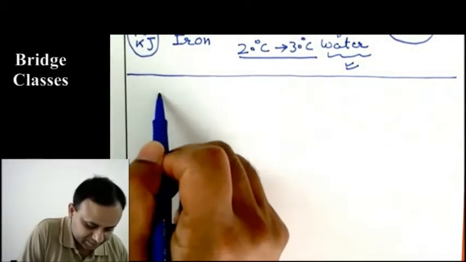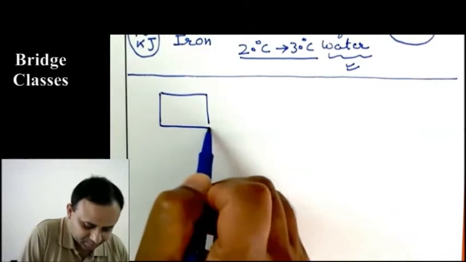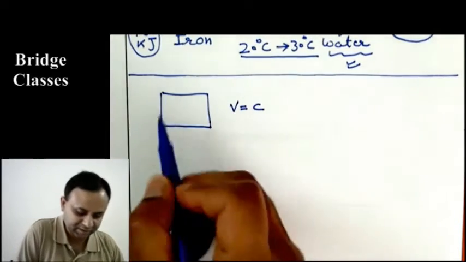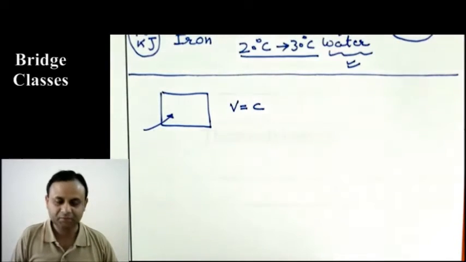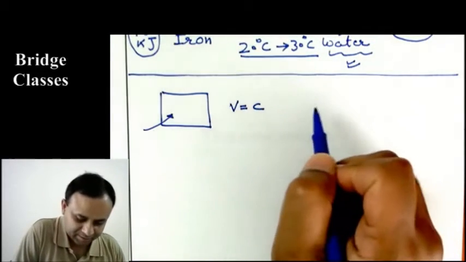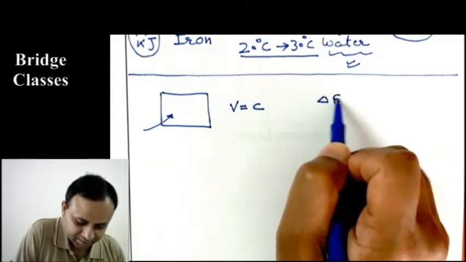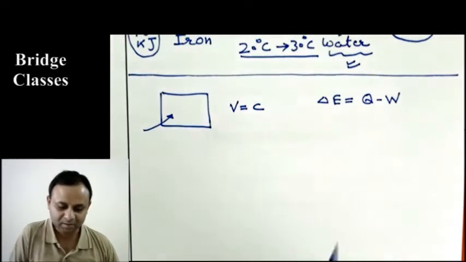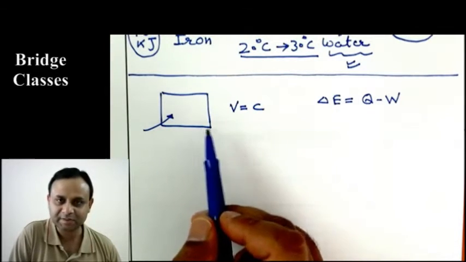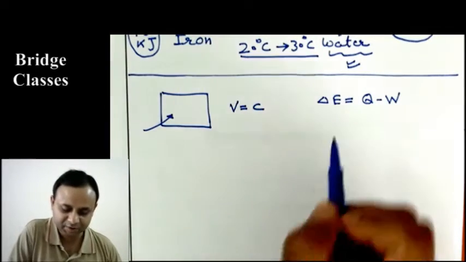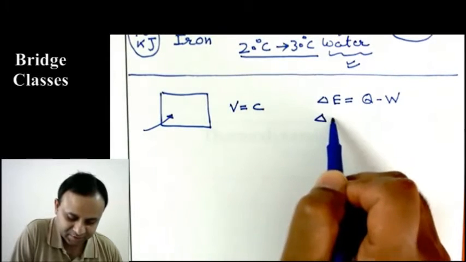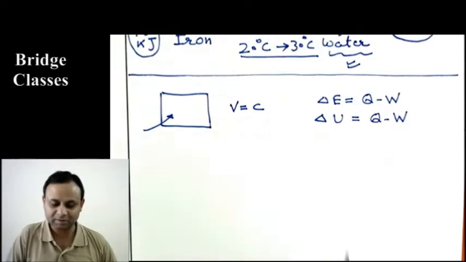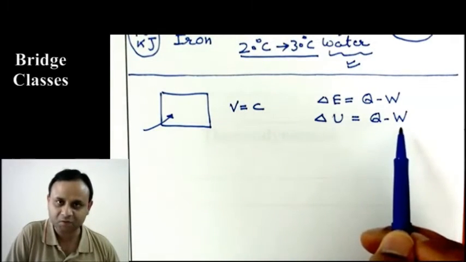Okay, so first let us consider a constant volume process. There is heat addition, and if we write the first law for this, generally you write change in internal energy is Q minus W. Or if it is a stationary system, there is no change in kinetic energy and potential energy, then delta E is the same as delta U. So delta U is Q minus W. So this is the equation in the integral form.